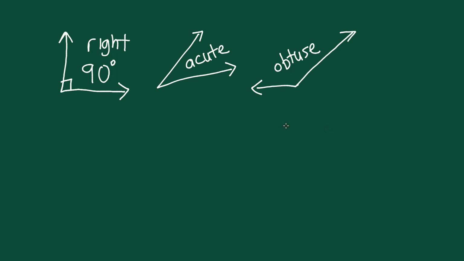The fourth type of angle is actually a line. It is called a straight angle. So every line is actually a straight angle. And a straight angle is 180 degrees. So here are the four types of angles in geometry.